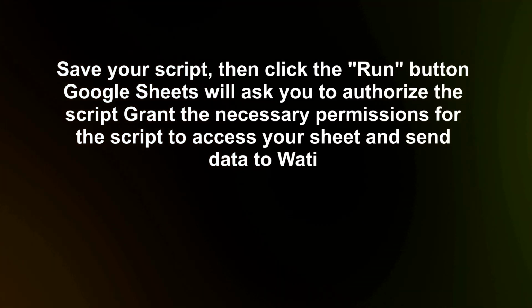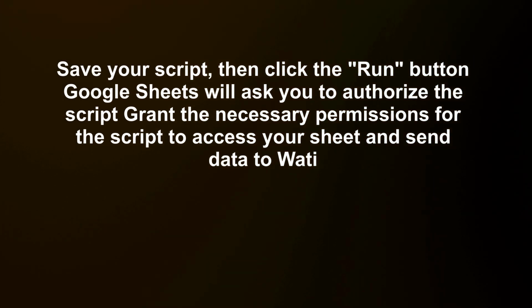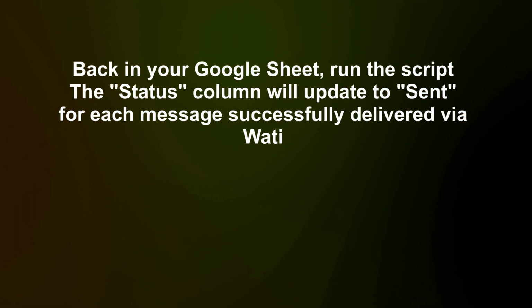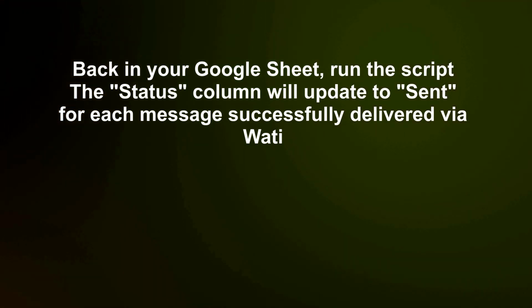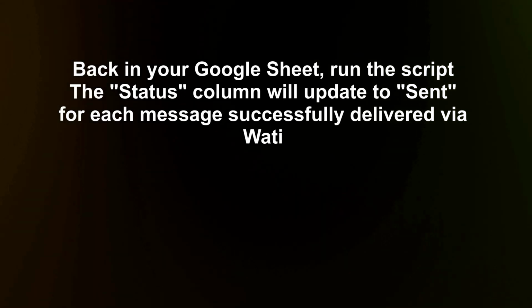Google Sheets will ask you to authorize the script. Grant the necessary permissions for the script to access your sheet and send data to Wati. Back in your Google Sheet, run the script. The status column will update to sent for each message successfully delivered via Wati.